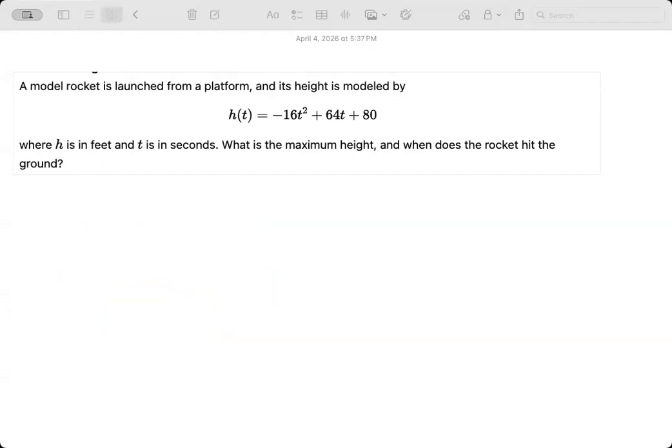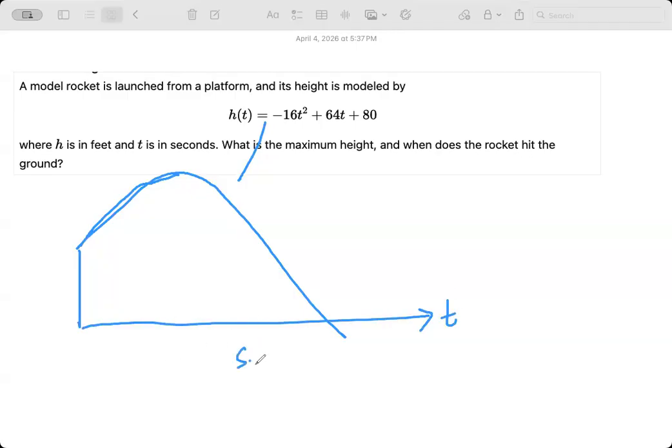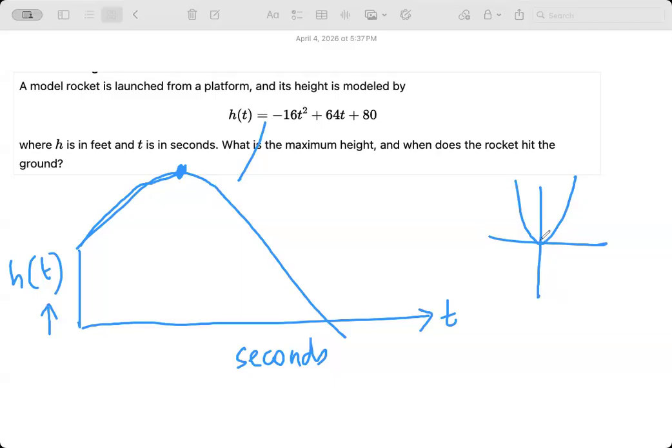Now, a model rocket is launched from the platform. How will the rocket be launched from the platform? Suppose you are launching it. This is your platform. You launch a rocket. It's going to fall like this, right? So now this graph is given by this equation. t is on the x-axis in seconds. h is on the y-axis, height. Now they're asking what is the maximum height? You know the properties of a parabola, right? Meaning when you have a parabola, what is this point called?